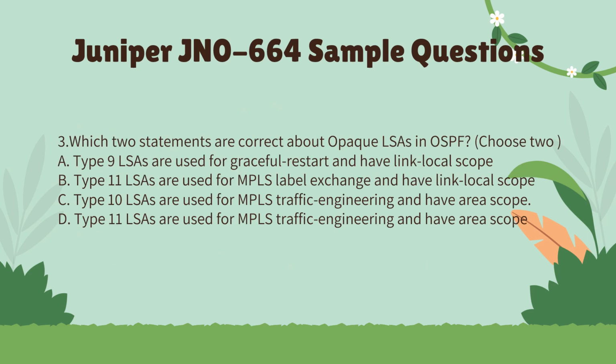3. Which two statements are correct about opaque LSAs in OSPF? Choose 2. A. Type 9 LSAs are used for graceful restart and have link local scope. B. Type 11 LSAs are used for MPLS label exchange and have link local scope. C. Type 10 LSAs are used for MPLS traffic engineering and have area scope. D. Type 11 LSAs are used for MPLS traffic engineering and have area scope.